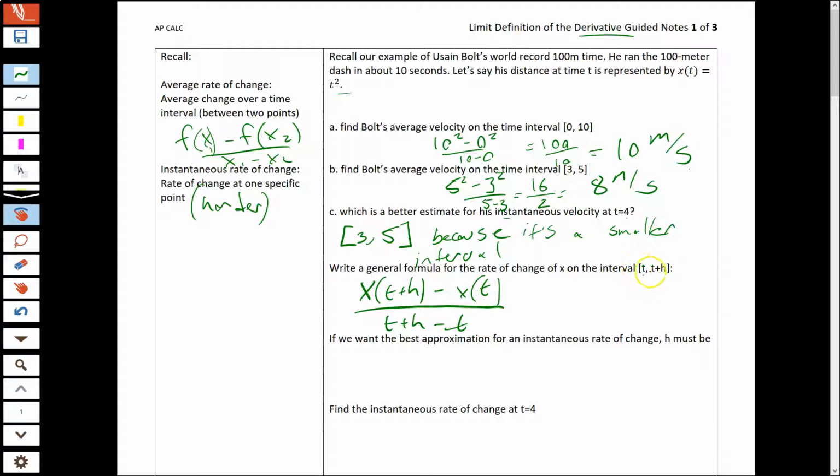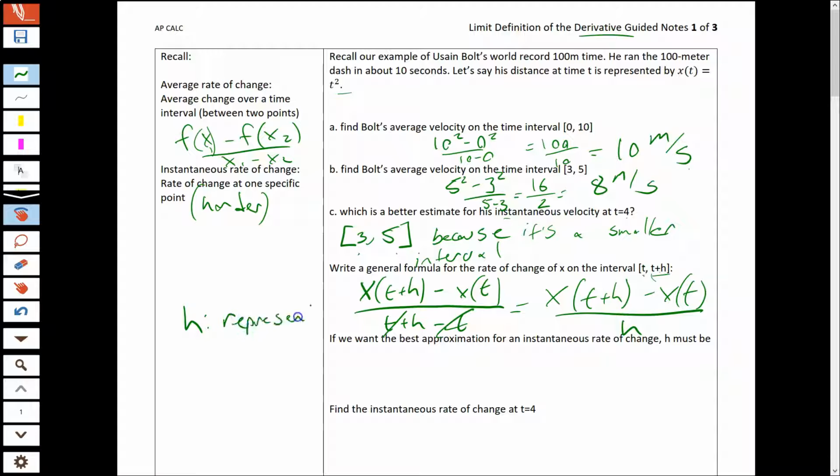The reason I'm using these variables, and particularly t plus h, is I want to represent some t value and then a small change to that t value, right? So for example, t could be 3, h could be 2, right? Because 3 plus 2 is 5. Now look what happens here. So right away, those cancel out. So I can simplify it a little bit.